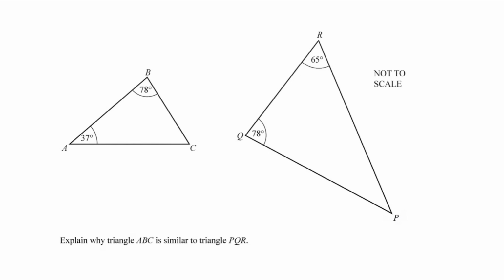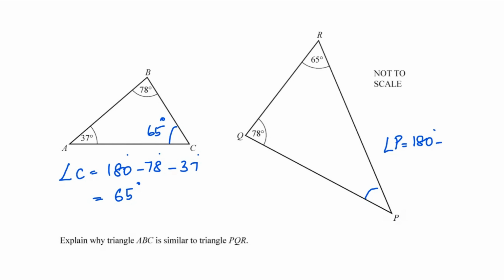So first, let's find out the third angle in this case. In a triangle, the sum of all three angles will be equal to 180 degrees. So angle at C will be equal to 180 minus 78 minus 37, which is equal to 65. So this is 65. And this angle, the angle at P, is equal to 180 minus 78 minus 65, which is equal to 37.